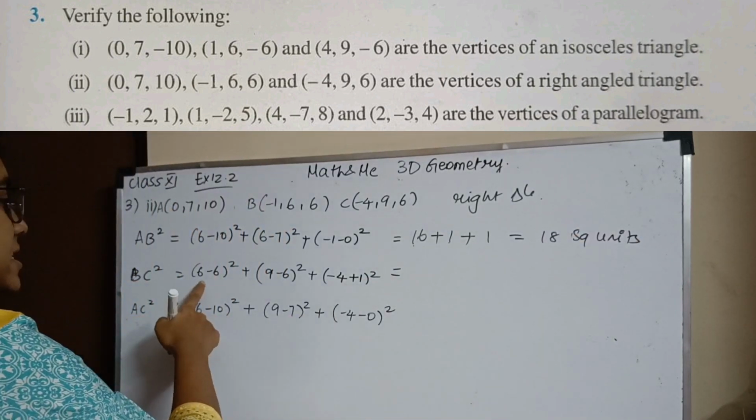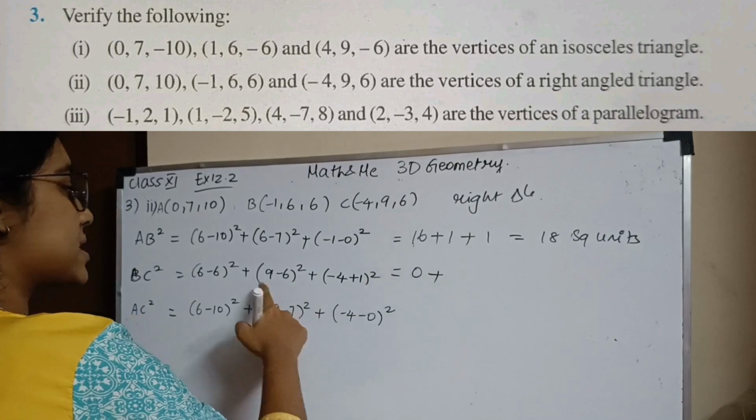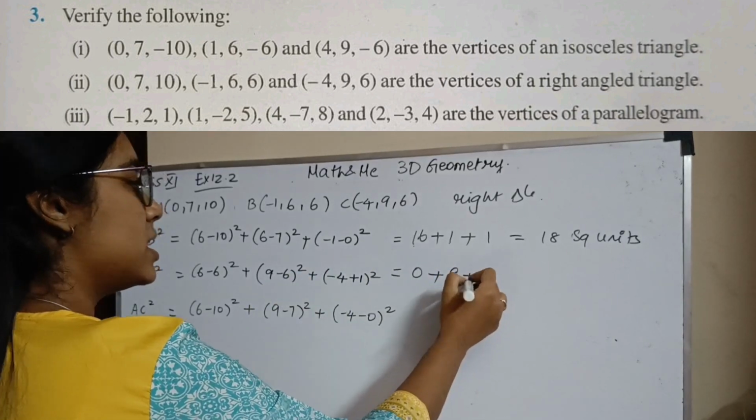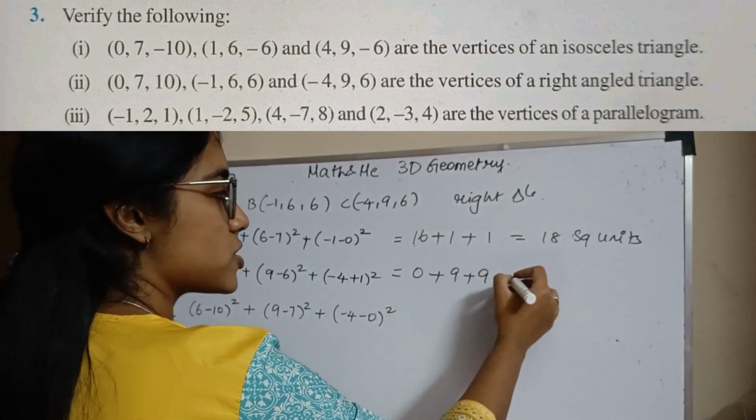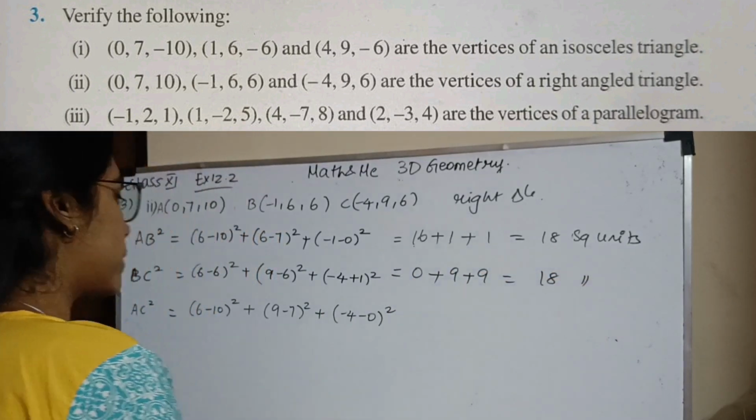Okay. 6 minus 6 is 0, plus 9 minus 6 is 3, 3 square is 9, minus 4 plus 1. So it will be minus 3 the whole square, which is also 9. So this will be 18 square units.